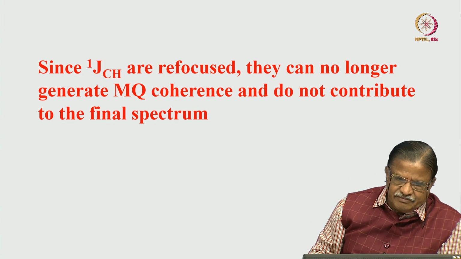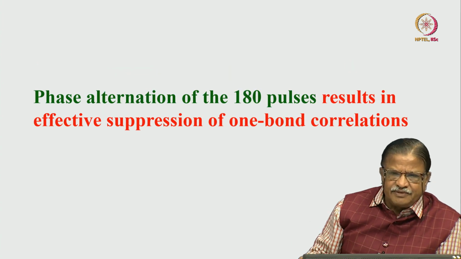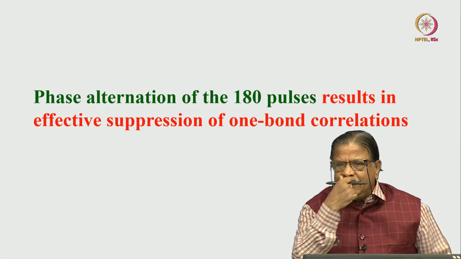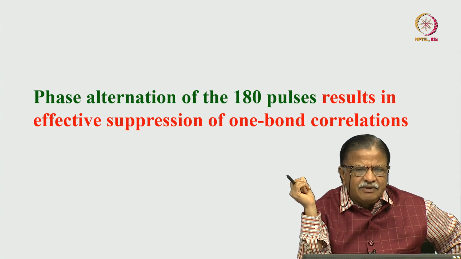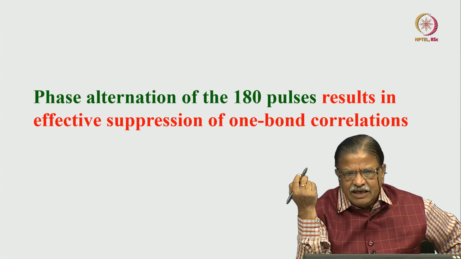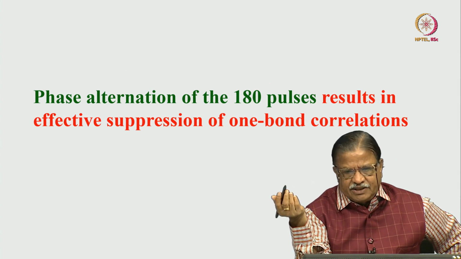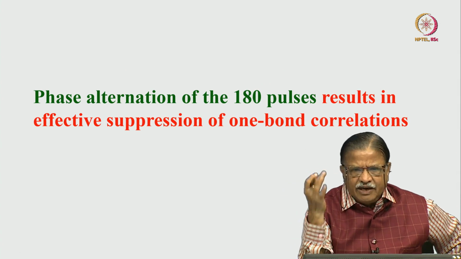Okay, there are varieties of filters. Another thing is phase alternation of the 180 pulse. That is another way which can give effective suppression of one-bond correlation. That is also possible. We can do that.